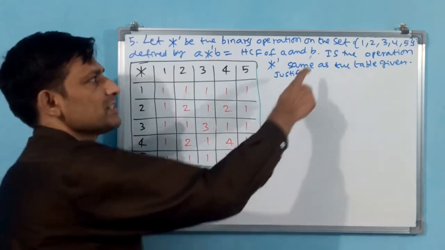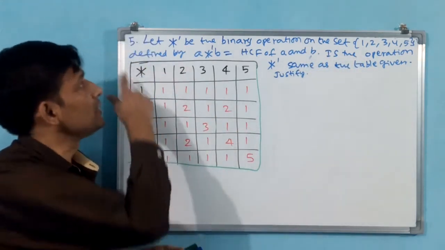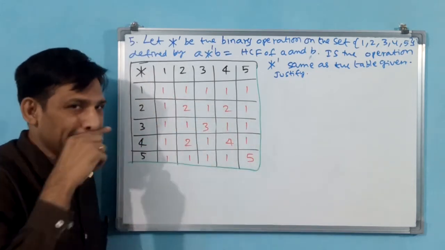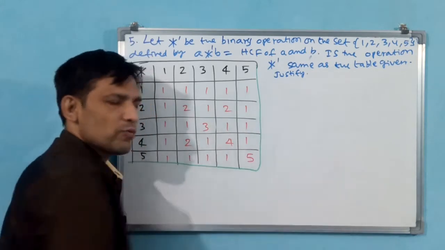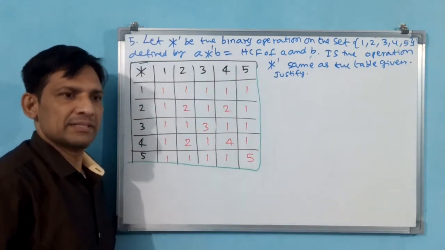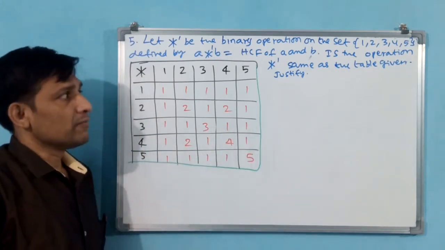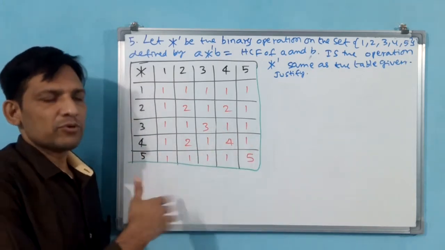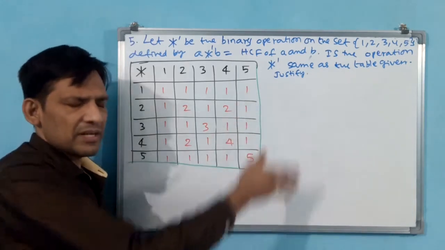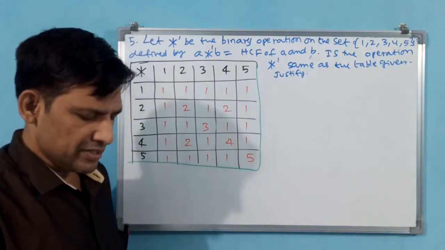Is the operation star dash same as the table given? Actually they have written, is the operation star dash same as the star in the fourth problem. They have told, the fourth problem table I have not removed. That means they are asking whether this table is same or not. What we do, we draw another table with HCF between the numbers. Then we will compare whether both tables are the same or not. If okay, then justify, like they are telling. Yes, both tables are okay or not, we can write. Justification means writing the answer only. We did not give much justification.